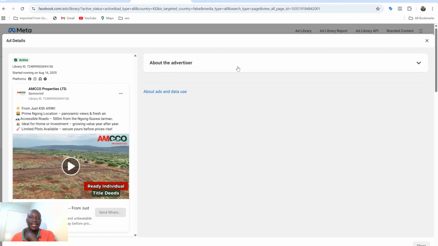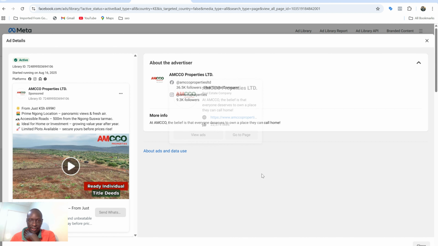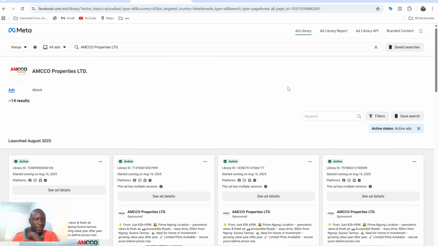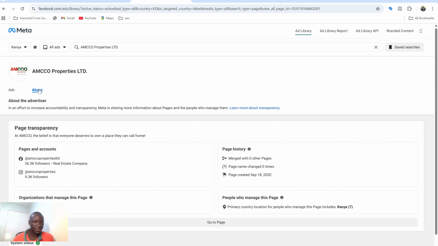Then you can learn about the advertiser, the name of the company, followers, the description about this. Let's close that. We can find out about the business by going to the About page. This is all about transparency. You find out about followers, when the page was opened or created, who manages it and where it's managed. It's managed by people in Kenya.